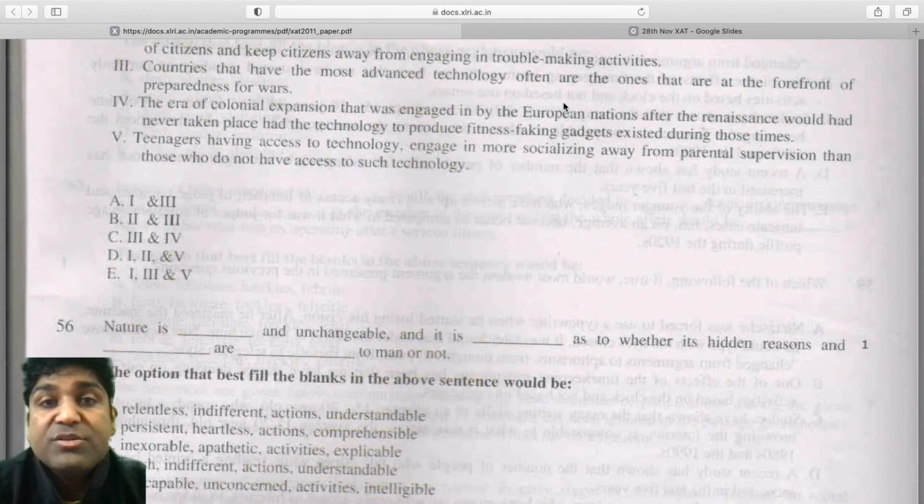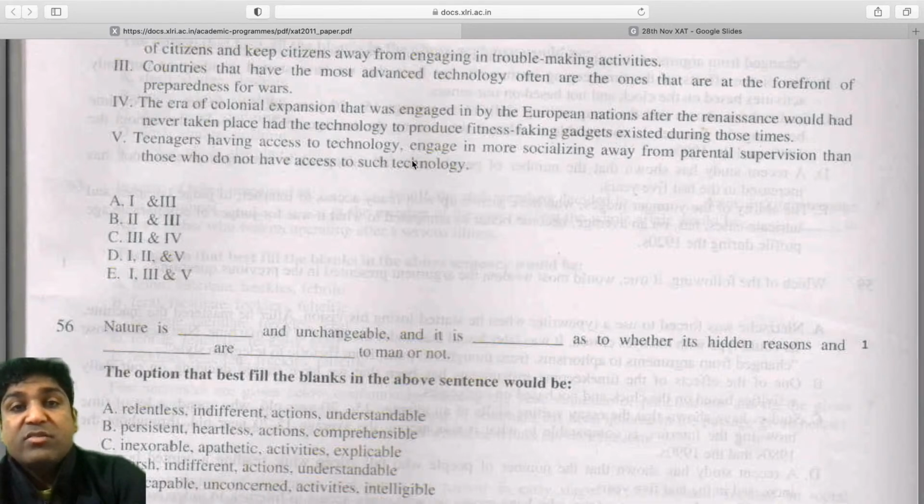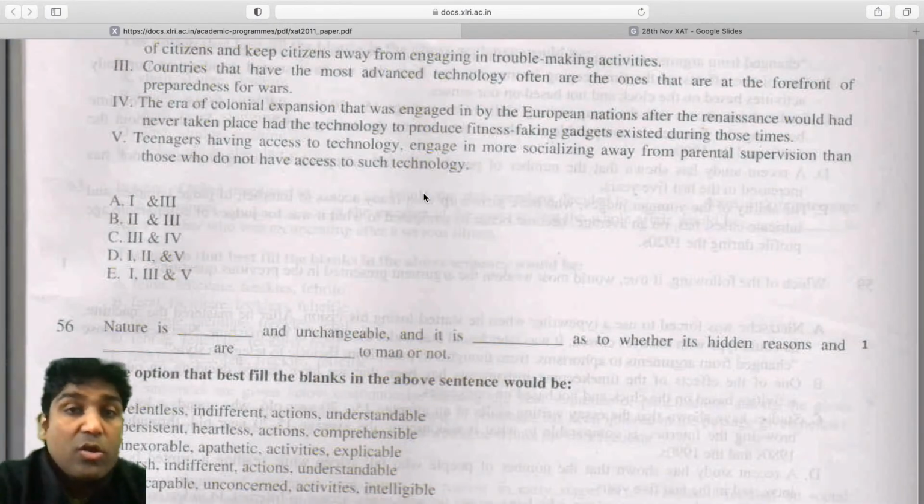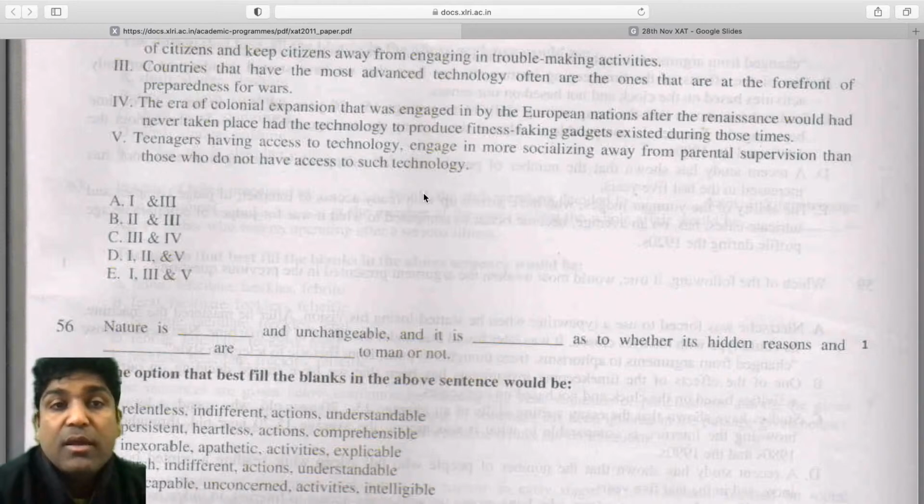The era of colonial expansion was engaged in by European nations after the Renaissance. This is in line with what the author had said. Teenagers having access to technology engage in more socializing away from parental observation than those who do not have access to such technology. See, the parental supervision part was never mentioned actually, so this is taking the direction in a different way. So 3 is correct to a large extent.